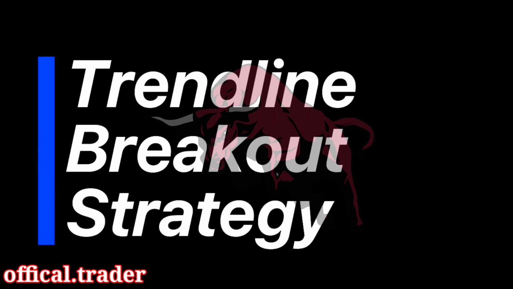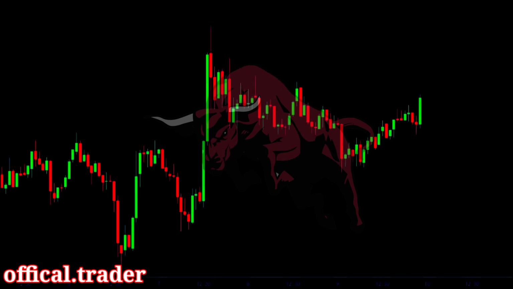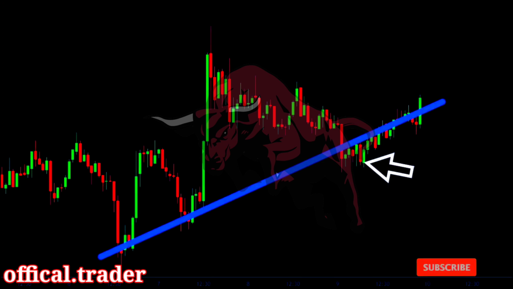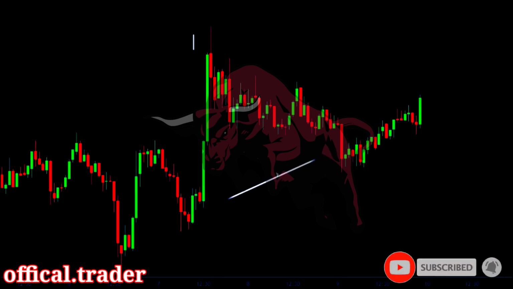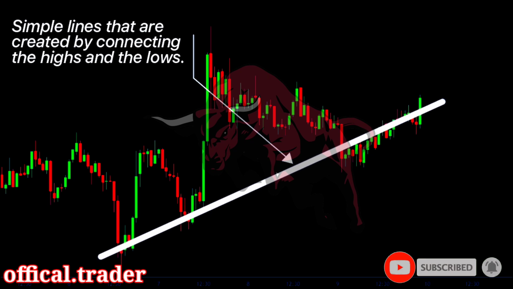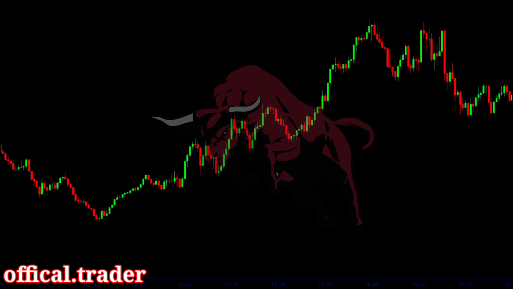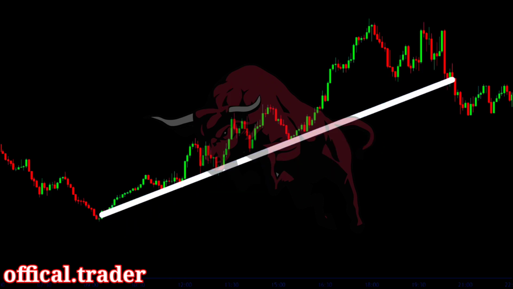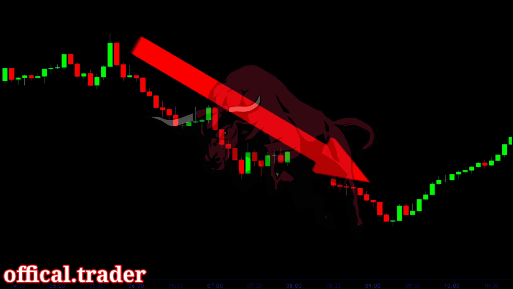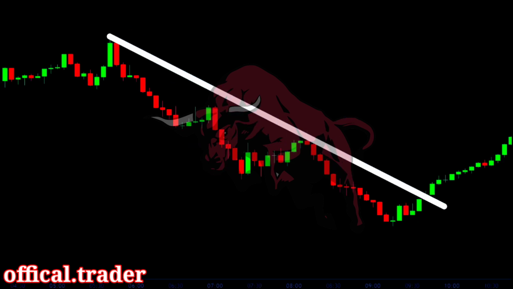The strategy is a simple trendline breakout strategy with added rules and steps, so that you can avoid false breakouts that commonly occur while trading. Trend lines are nothing but simple lines that are created by connecting the highs and the lows of the price. In an uptrend, we will create a trend line by connecting the lows of the market. When the price breaks below this trend line, we can say that the price has started a downtrend. Similarly, in a downtrend, we will create a trend line by connecting the highs of the market. When the price breaks above this trend line, we can say that the price has started an uptrend.